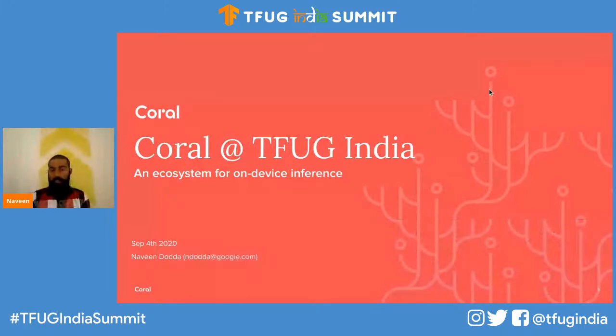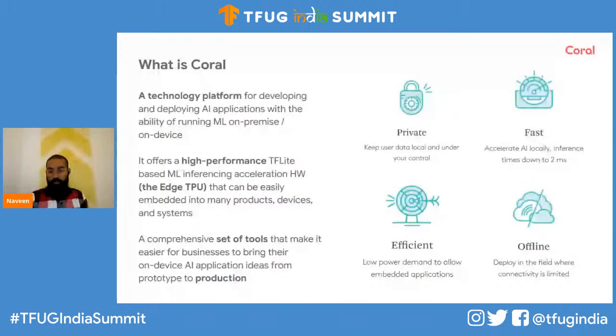So Coral is an ecosystem for on-device inferencing, and today I'll be walking you through the platform and introducing all the hardware and software tools available in Coral. So what is Coral? Coral is a platform that helps users to develop and deploy AI applications to run on-premises inference, which gives users a great amount of privacy. It also accelerates machine learning operations, helping users to run state-of-the-art models at real-time speeds. Since everything is on-premises and on-device, you can deploy your application completely offline and also use your network data efficiently. And Coral devices are very low power, so you can build embedded applications at very low power.